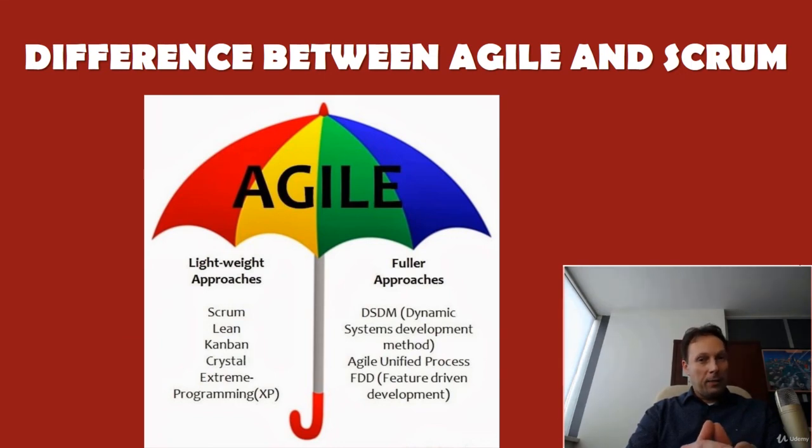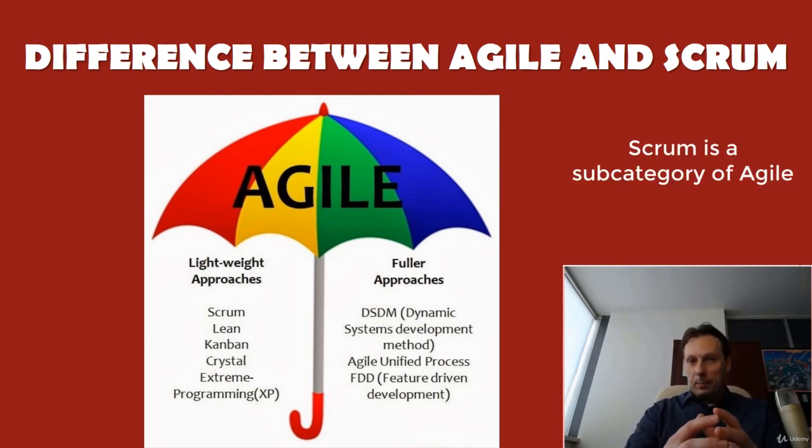Agile is an umbrella term that includes approaches like the Scrum framework, Kanban, Lean, Extreme Programming, Crystal, and so on. Put simply, Scrum is a subcategory of Agile.